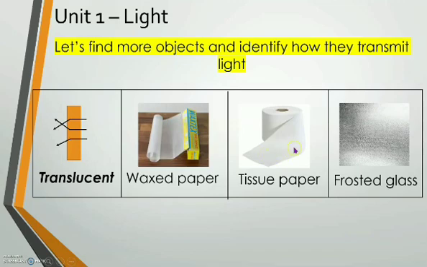Same as the tissue paper, some light cannot go through. And frosted glass. Usually you can see this in the toilet. You can see the light going through but not clearly. You cannot see what's on the other side clearly.